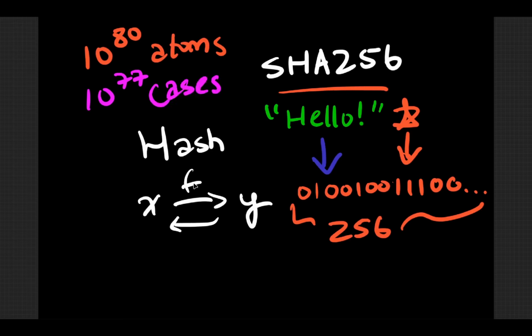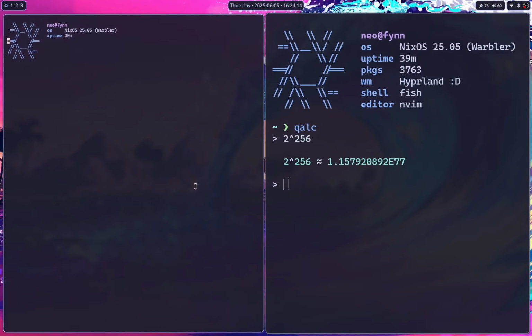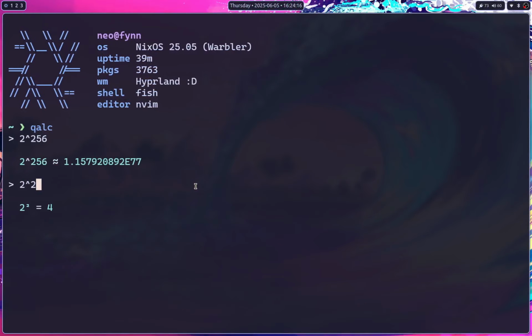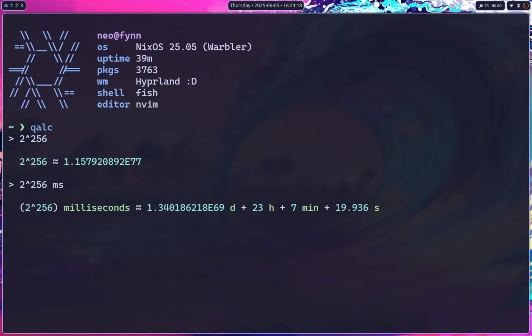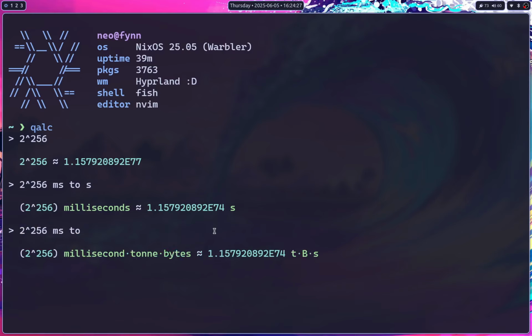You would need about 1,000 atoms per case in the entire observable universe to even think about mapping this hash function back onto itself, of checking every single probability, not to mention the amount of time it would take. If you just took 10 to the 77 milliseconds, let's take a look at that. So 2 to the 256, let's say it takes a millisecond to check every case, and we convert that to seconds, or let's convert that to years.